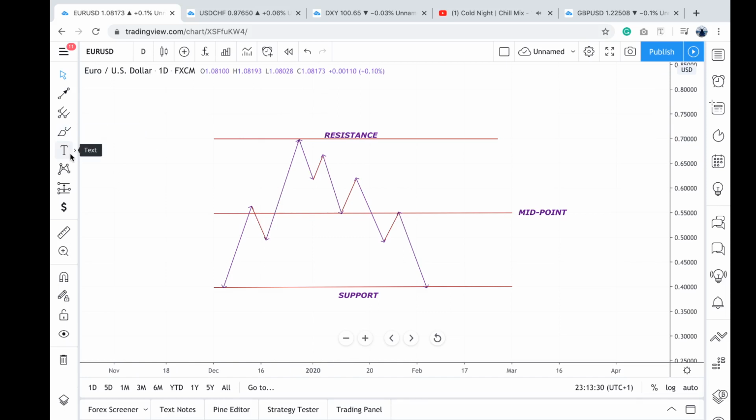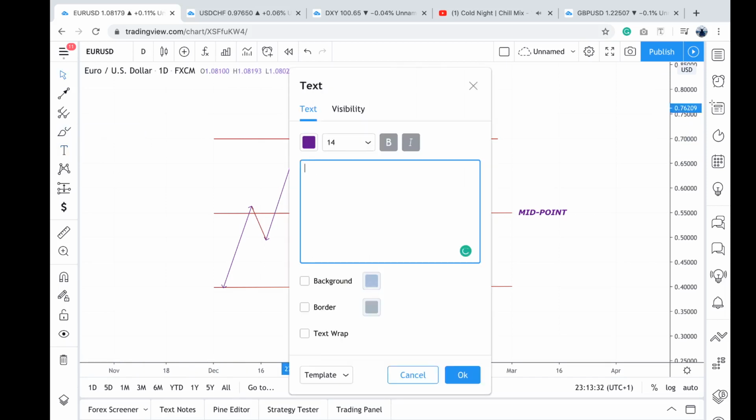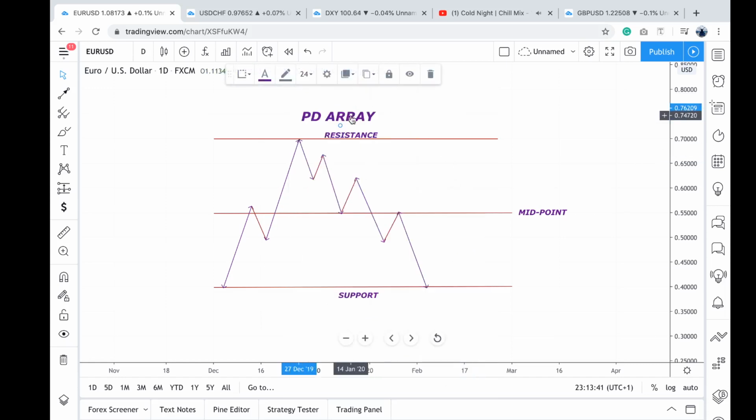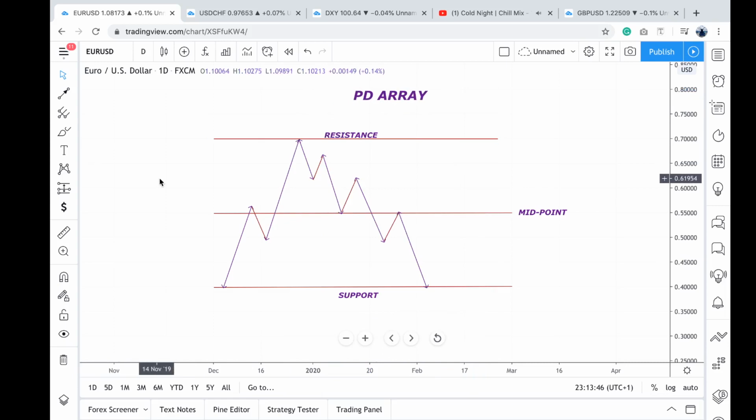Right, so with that being said, let's do the topic real quick. Today, what we're going to be focusing on is PD arrays, part 7 of the higher time frame series.